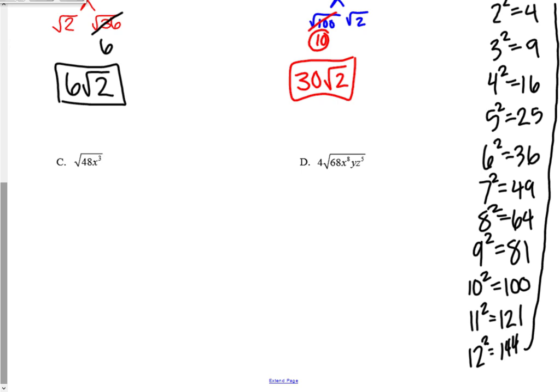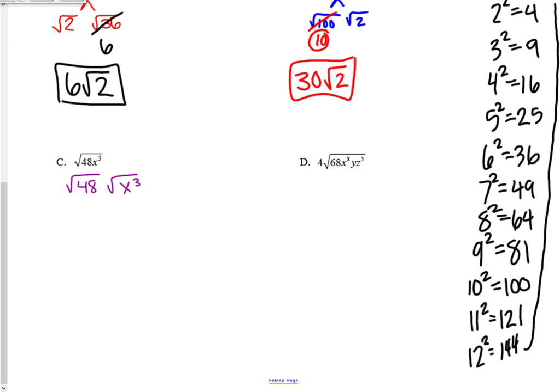So when I look down here at C, I notice that I have a variable in there. When I think about C, I think about it as the square root of 48, and I think about it as the square root of x cubed. So I kind of split it up into 2 different problems.